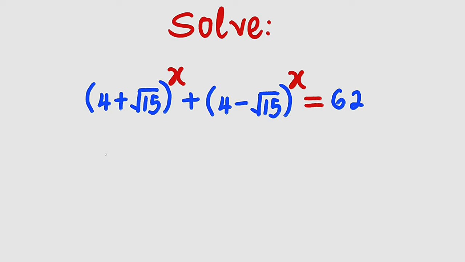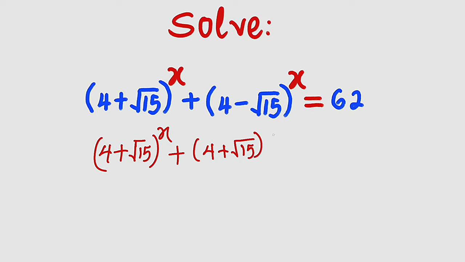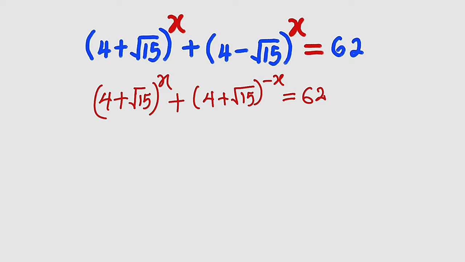All right. So we have (4 + √15)^x plus, instead of this term, we can write it as 4 + √15, but we have to negate the exponent because they are reciprocals of each other, remember. So we have (4 + √15)^(−x), and this remains equal to 62.